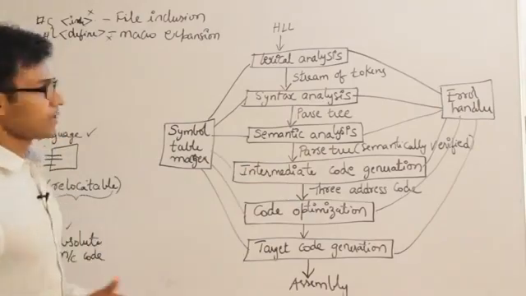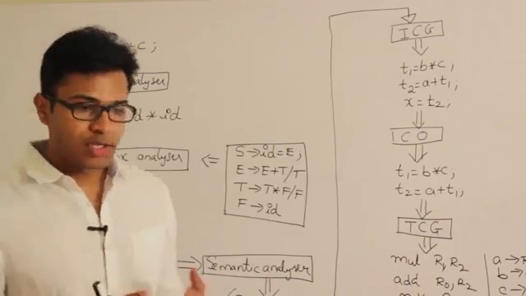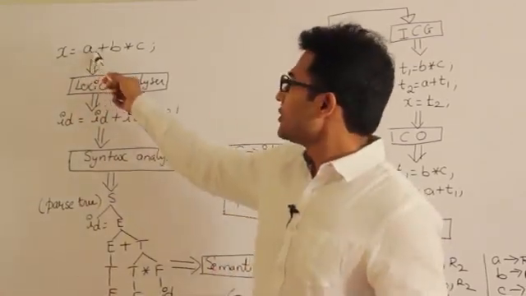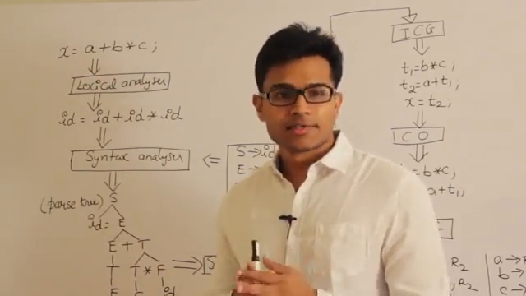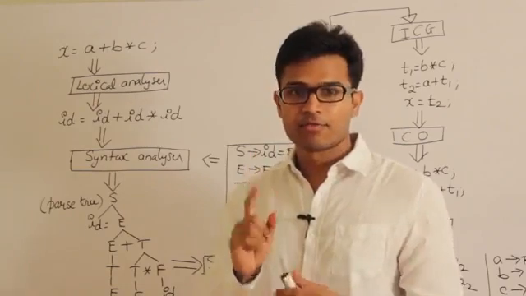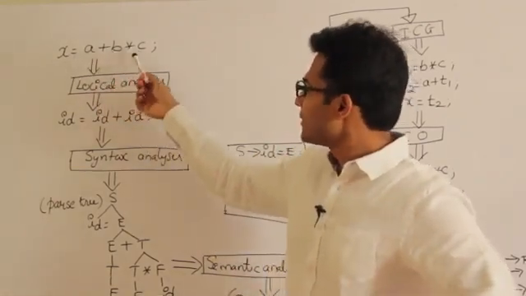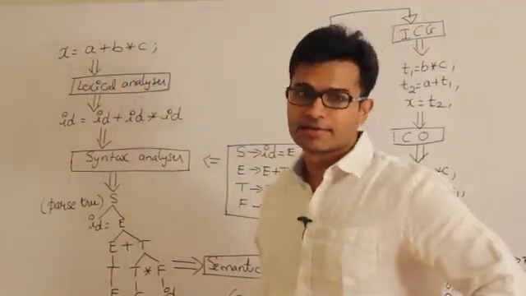Okay, fine, got it. Let's see an example of how all the phases are working. The example is x = a + b * c. Let us say that is the source program we have given. Just for the assumption, the source program is just one line, x = a + b * c. That means you have to multiply b and c, then add a, and then store the result in x.